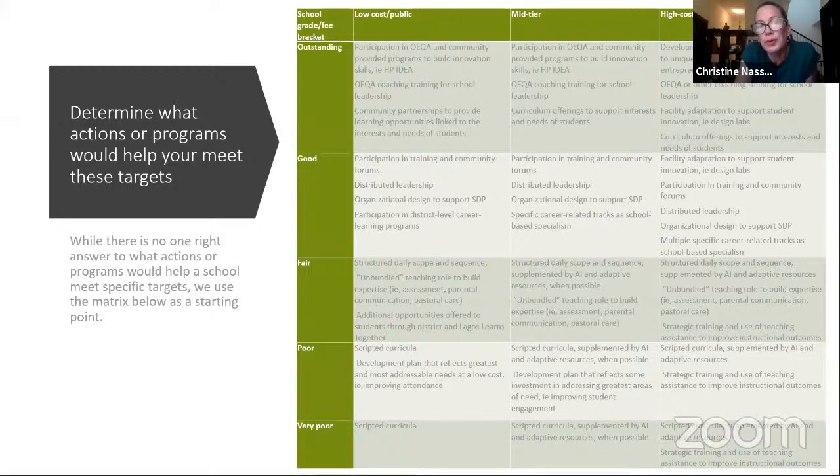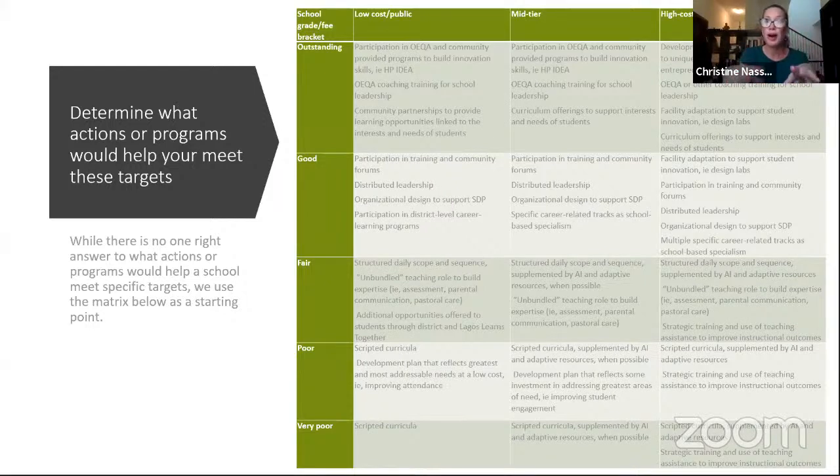We're not going to go through this full slide now, but what we've done is taken a number of different research-based reports on school improvement across price points. So what might different improvement initiatives look like going from good to outstanding or fair to good? Because even if you're amazing, you can still be more amazing, right? You may be an outstanding school, and that's great. And you can be an outstanding low-cost or public school, an outstanding mid-tier school, or an outstanding high-cost premium international school. Any type of school can be outstanding.